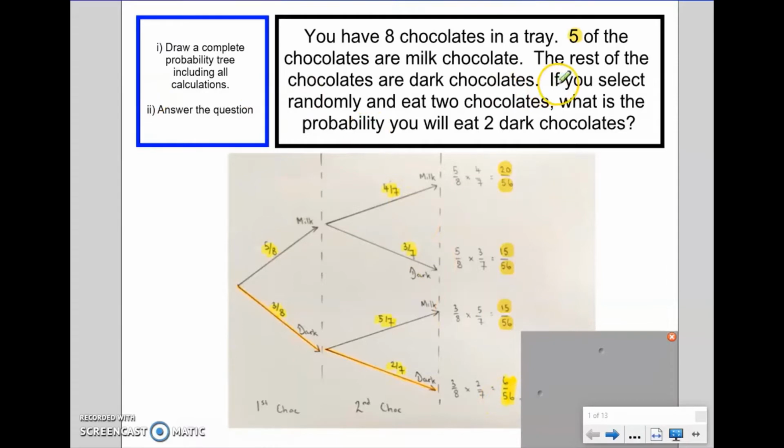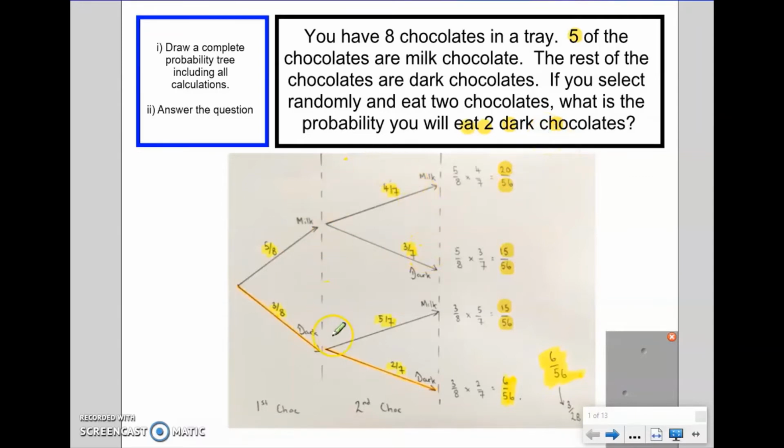What the question actually says is, what is the probability that you eat 2 dark chocolates? So now I go to my probability tree, dark and dark. So this is the probability that I'm interested in. I could simplify it down to 3 out of 28. I've highlighted the route I've taken on the probability tree to answer the question at hand.